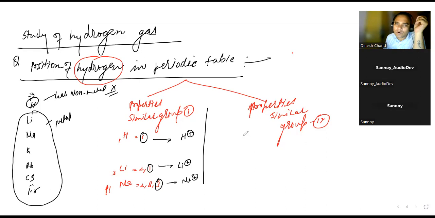Second, if you go to group 17, how can you see a specific reaction? How does chlorine react?